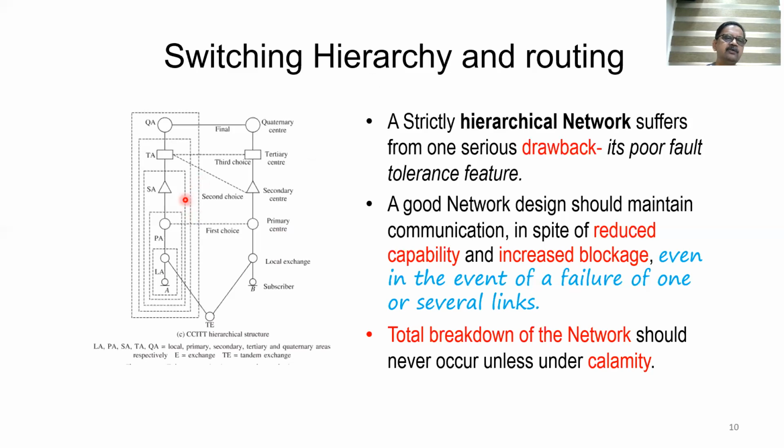Say, for example, the link failure from PA to SA, or the link failing from QA to TA. The call should still mature by alternate choices. So that is how we have to design. Total breakdown of the network should never occur unless under natural calamity, something statewide or nationwide, some unforeseen, sudden calamity. In that situation only, network failure is permitted. Otherwise, a small inconvenience like a few routes failing should not lead to failure of the connection between the source and the destination, or between the calling party and the called party.